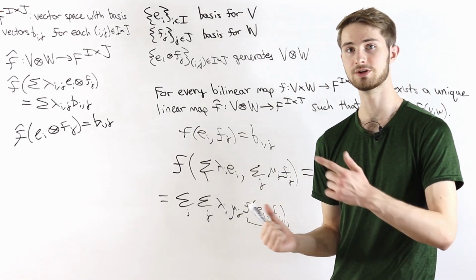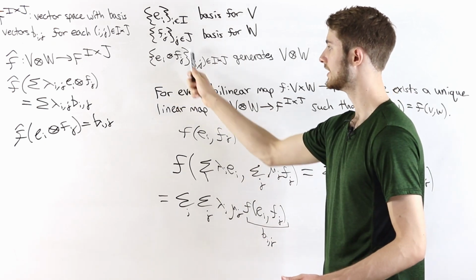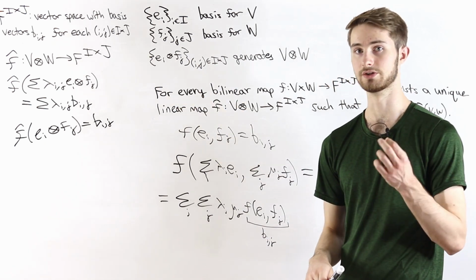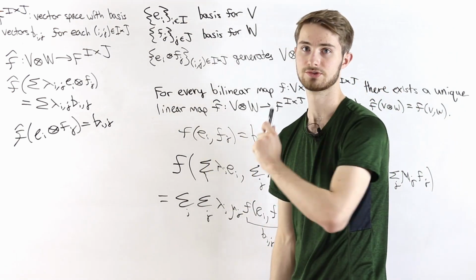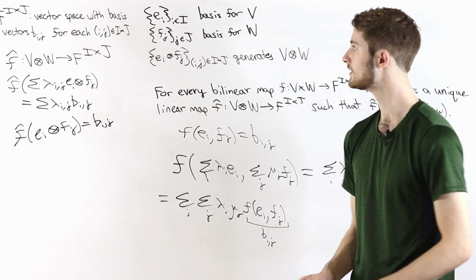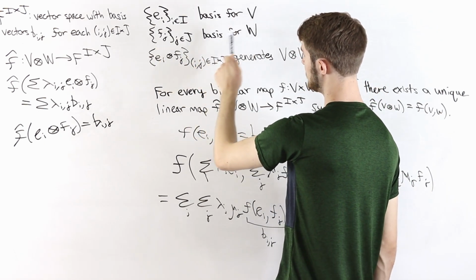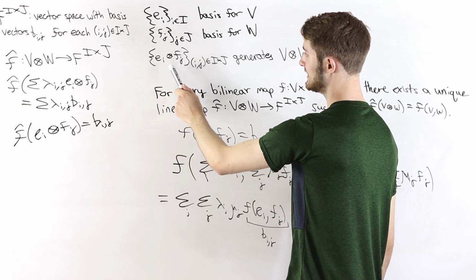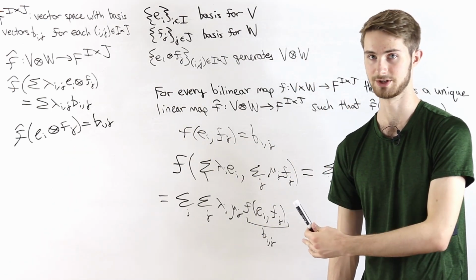So by the argument from earlier in the video, that proves that these elements of the tensor product are linearly independent, and therefore that this set forms a basis for the tensor product. So if e_i is a basis for V and f_j is a basis for W, then e_i tensor f_j is a basis for V tensor W.